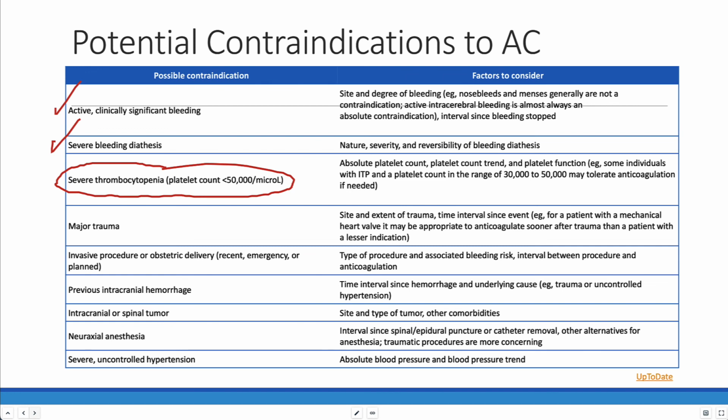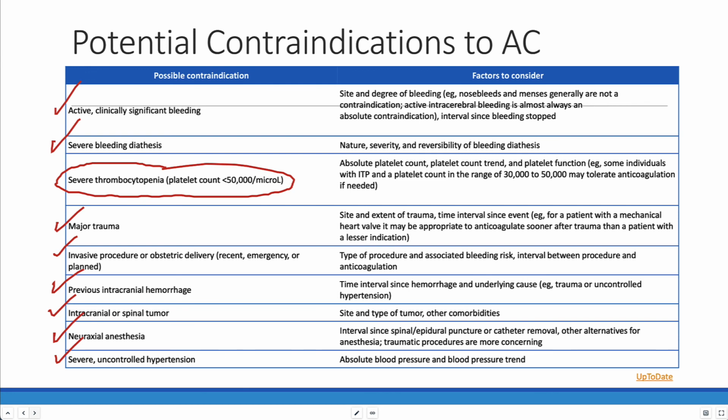Major trauma is a relative contraindication, depending on how long ago and so on. Invasive procedure or obstetric delivery, previous intracranial hemorrhage, have to be very careful about that, intracranial or spinal tumor, neuraxial anesthesia, which is epidurals and things like that, and severe uncontrolled hypertension.